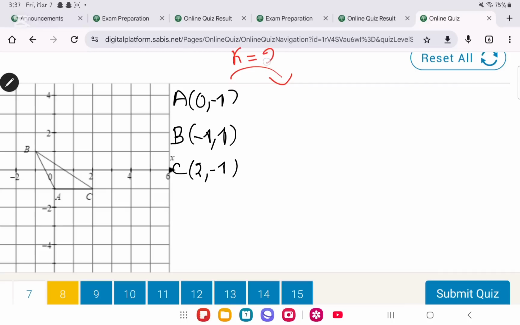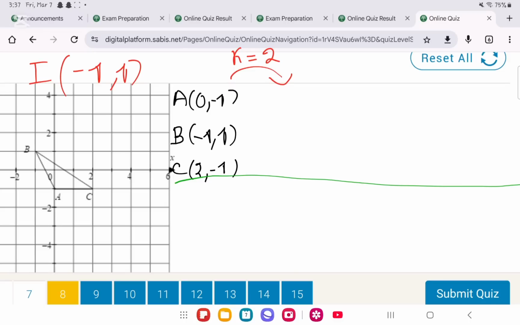Scale factor 2. But it is not with the origin, it is with I being minus 1, 1. So we have to keep this in mind, that it is not an enlargement with the origin, it's just an enlargement but with the center being minus 1, 1. To do that, we have to follow a set of equations.